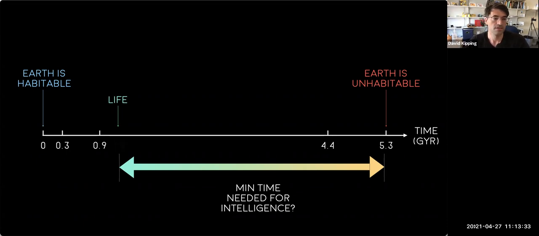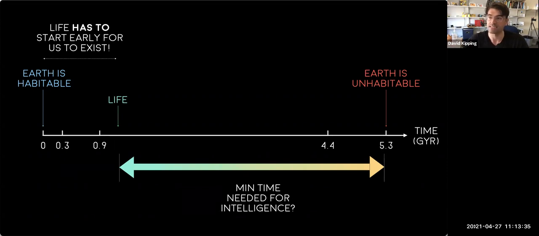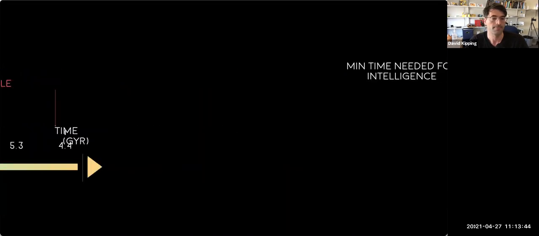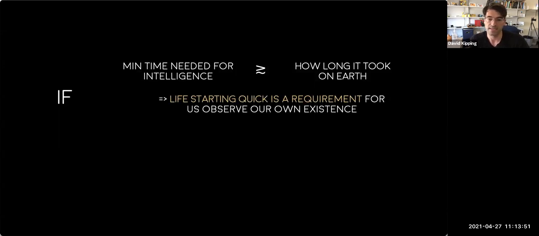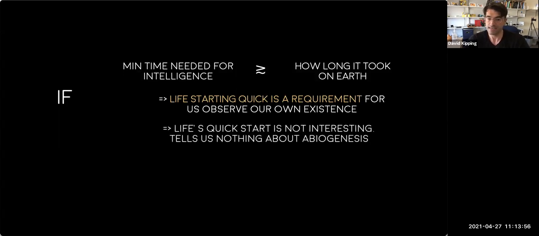So therefore, if we are here, if we exist, then life would have had to have started early for us to exist. There's no two ways about it. Otherwise, we wouldn't be here to talk about it if that statement were true. So if the minimum time needed for intelligence is greater than or equal to how long it took on the Earth, then life starting quick is actually a requirement for our existence. And therefore, it's not interesting, because we wouldn't be here to talk about it had it not happened. We can't use it as a useful data point. It has been sculpted by a very severe selection effect.